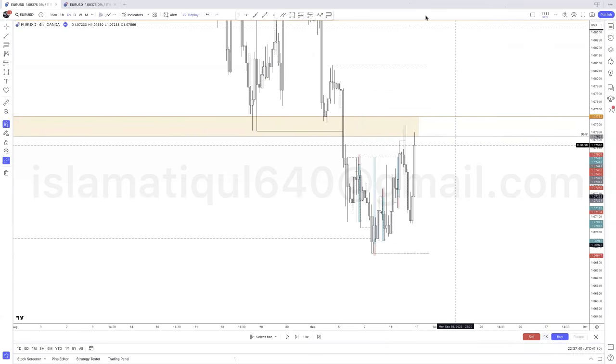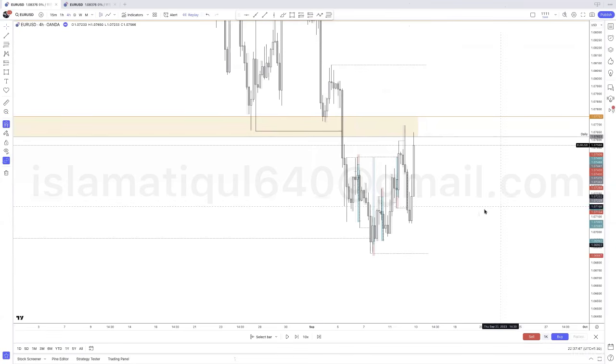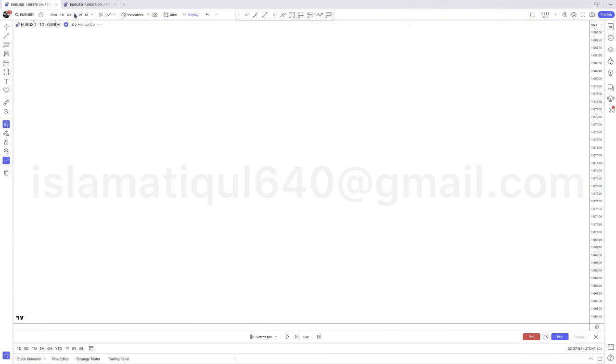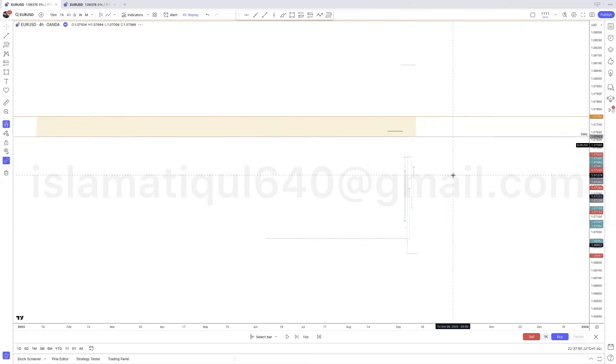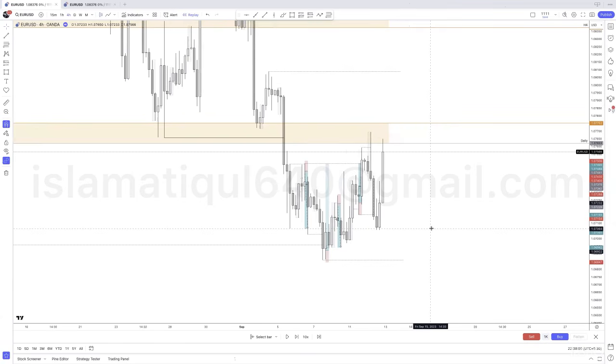Bro, I think they actually cleared the equal lows from the previous day. Not from the previous day, right? I think it was from the previous day's Asian session. No, it was not the previous day. It was some other Asian lows. No, the Asian session of the previous day, if you see. This one? Oh, this one.